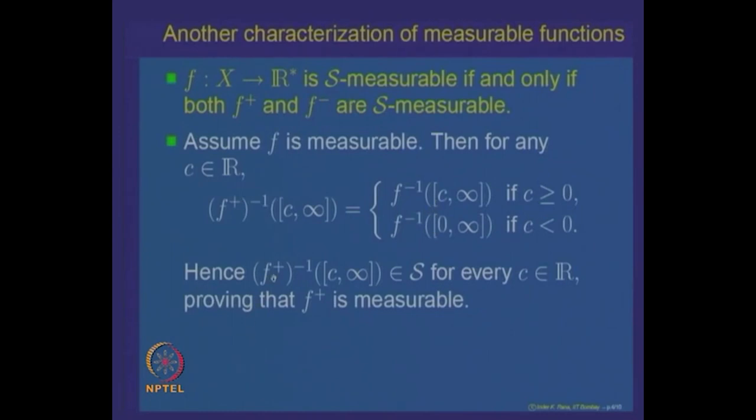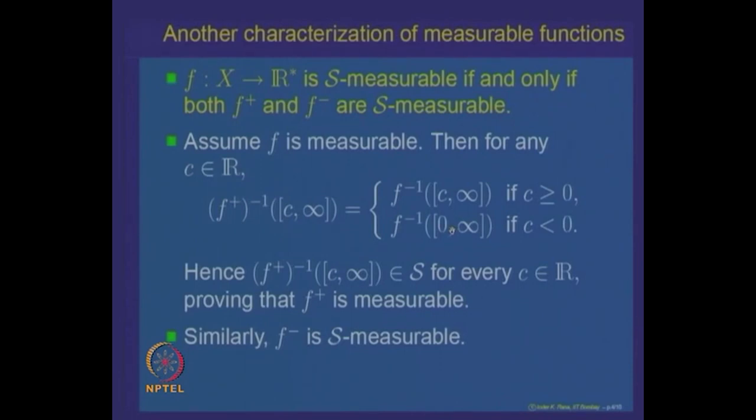So, f plus inverse of c to infinity belongs to the sigma algebra if f is measurable. So, that proves that f plus is measurable. A similar argument will prove that f minus is also measurable. So, essentially what we are saying is that the inverse image of the interval c to infinity under f plus can be represented as the inverse image under f of some interval, and since f is measurable, f inverse of an interval is a set in the sigma algebra.